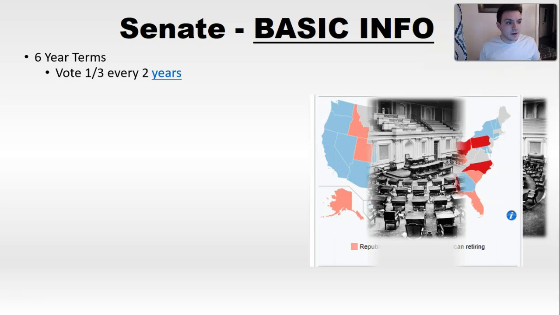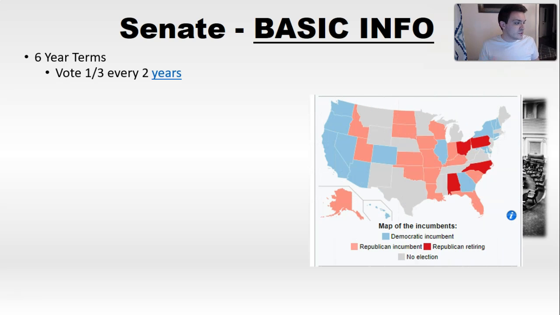And if we look at the map here, in 2022, the states that are colored in, that's where we're going to be having elections. And we can see here on this map that Indiana, one of our senators, will be up for re-election that year. Okay, so pretty big deal.